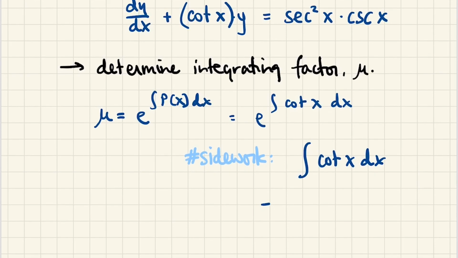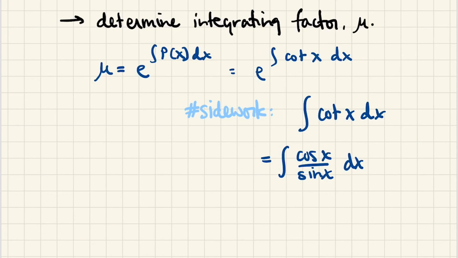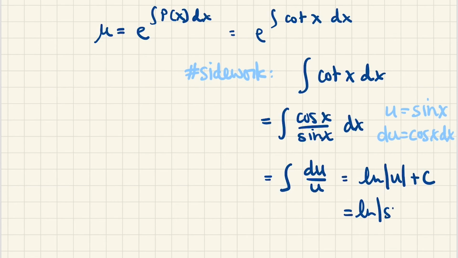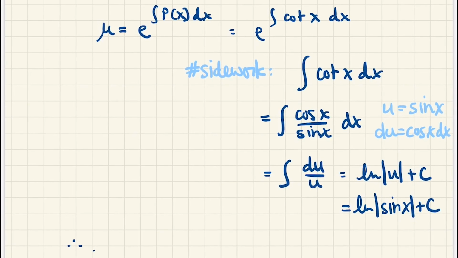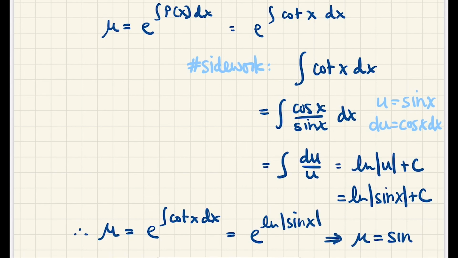Okay, well that's cosine of x over sine of x. And we can do a u substitution. So we get du over u, which is ln of absolute value of u, which is ln of absolute value of sine of x. And so therefore, our mu, which is e to the antiderivative of cotangent of x, is e to the ln of absolute value of sine of x. So we can just let mu be sine of x.